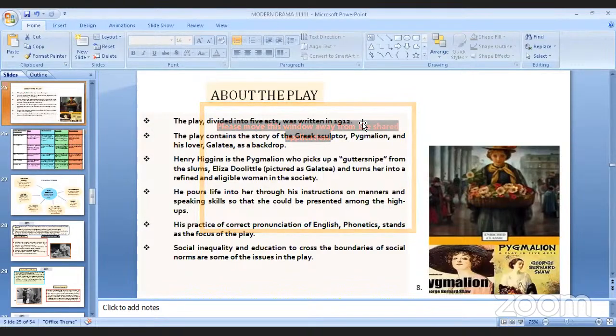Now the play is divided into 5 acts. It was written in 1912. The play contains the story of the Greek sculptor Pygmalion and his love Galatea as a backdrop.